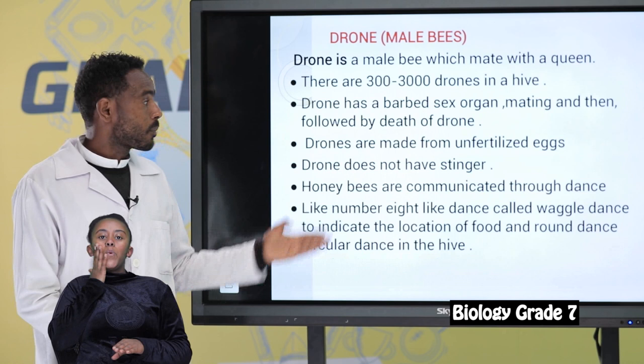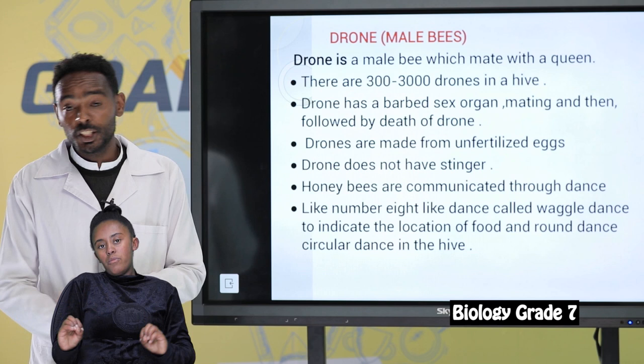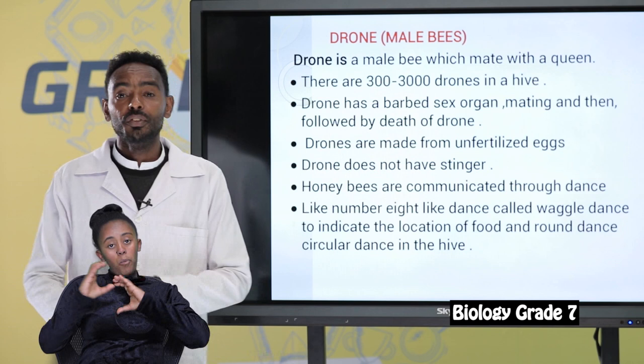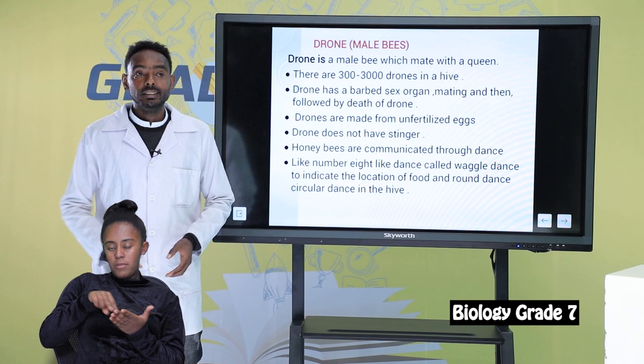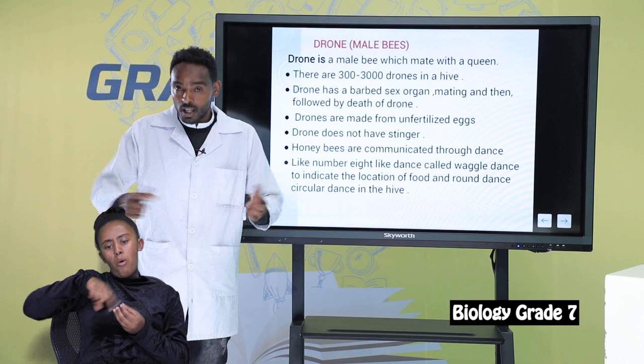Drones are made from unfertilized eggs, and drones do not have a stinger. This means they cannot sting. Honeybees communicate through dance. There are two types of honeybee dance. The first is called the waggle dance, a figure-eight dance for locating food. The second is called the round dance, a circular dance which they perform in their hive.